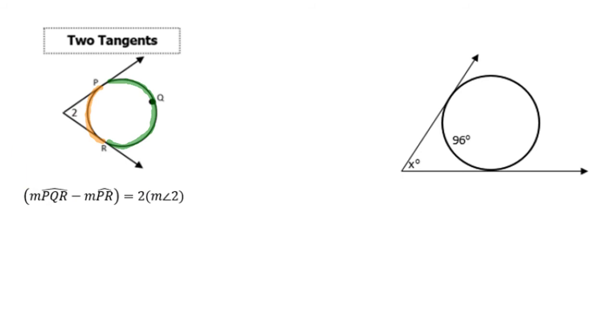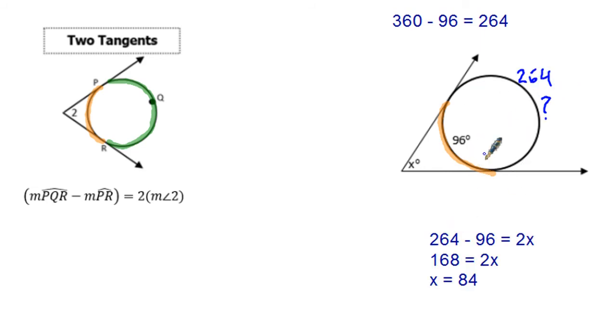Where these problems get a bit tricky is on this example. So we're given angle x, but we're only given that this arc here is 96 degrees. So then the issue is that we don't know what this arc here is. But if you remember that a circle is 360 degrees, we can do 360 minus 96, and then we figure out that this big outside arc is 264. And now we can do the problem. So it's 264 minus 96. That equals 2 times the angle. So again, simplify, solve for x. We get that x is equal to 84 degrees.